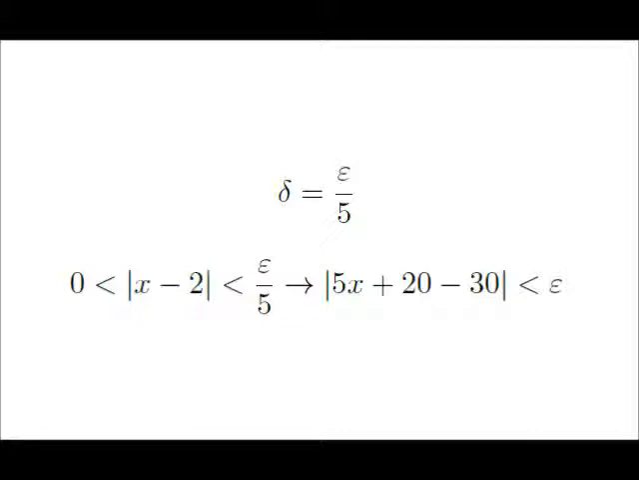Now we let delta equal epsilon over 5. Because of our previous algebra work, we know that whenever the absolute value of x minus 2 is less than this delta, the absolute value of 5x plus 20 minus 30 is less than epsilon. For every epsilon, there exists a delta that satisfies the implication, so the limit is proven.